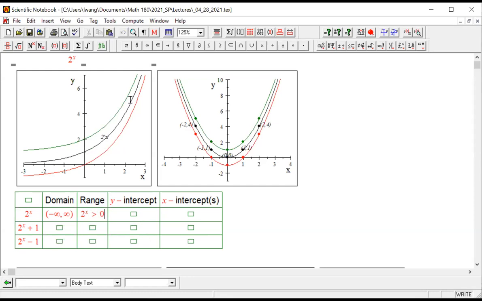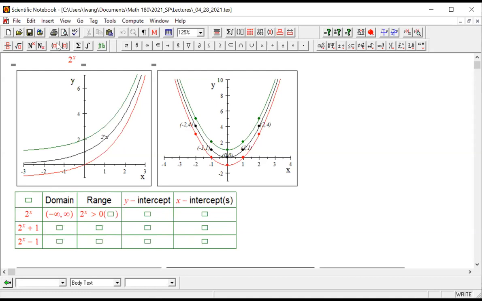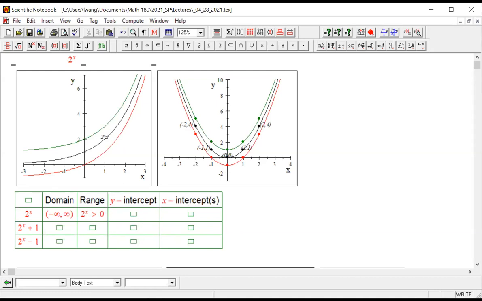Y-intercept, we're talking about the black, 2 to the power x. What is the y-intercept? Anybody want to answer that question? 0, 1. Very good. That was obvious, but I just want to check if you guys are there. What is the x-intercept? None. Very good.